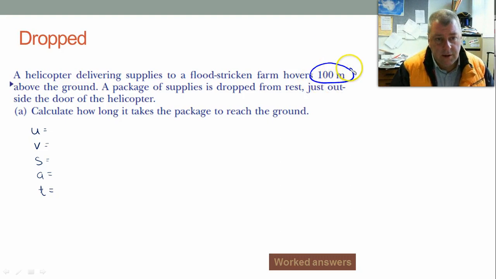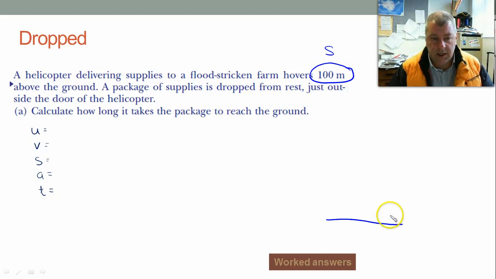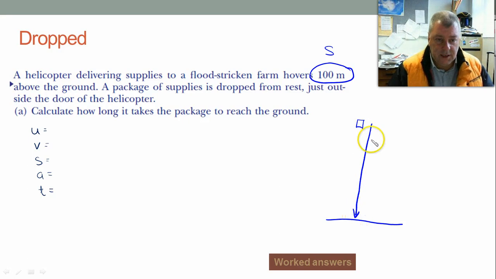There we have an S, and that's 100 meters above the ground. So if the ground was here, our parcel is up here. So we have to make a decision.